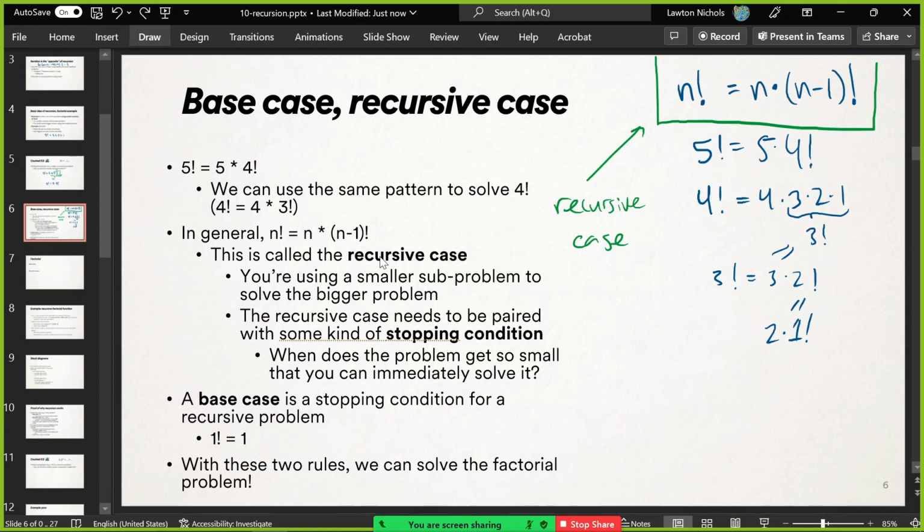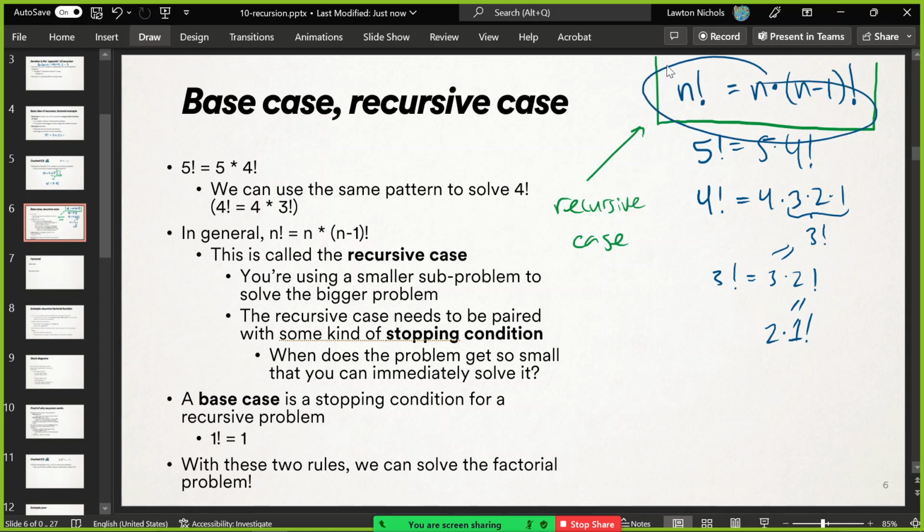There it is. So you can build up the final answer with the solution to the subproblem. Like you give me 4 factorial, I know how to give you 5 factorial by just multiplying 5 by that answer. See that? That's going to be the way we do it. Okay? That's the idea. Using a smaller subproblem to solve the bigger problem.